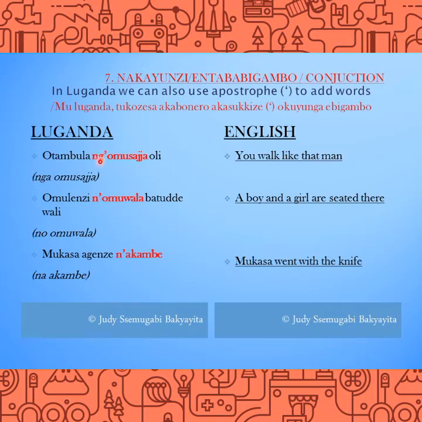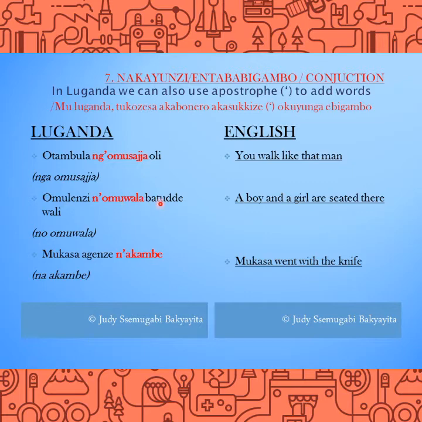This would have been nga, then omusajja. Nga, one word. Omusajja, one word. Now, we've used the apostrophe to get rid of a and add the word as one. Ng'omusajja. Otambula ng'omusajja oli. You walk like that man.